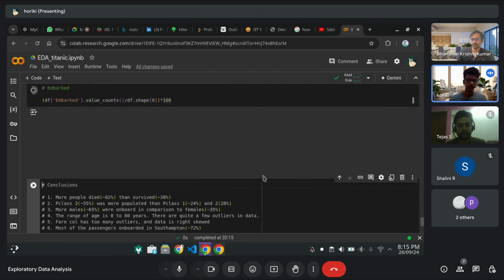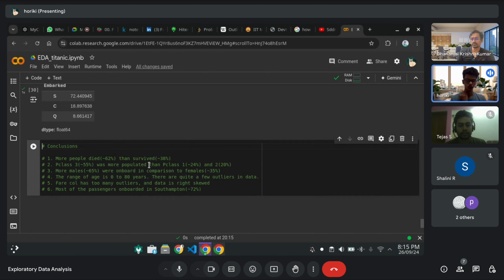Now we see the embarked column. 72% of the people embarked from S, 18% embarked from C, and 8% embarked from Q.